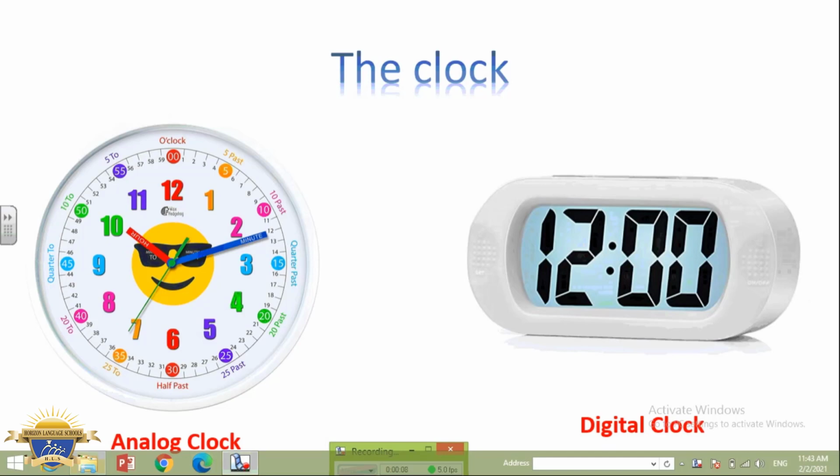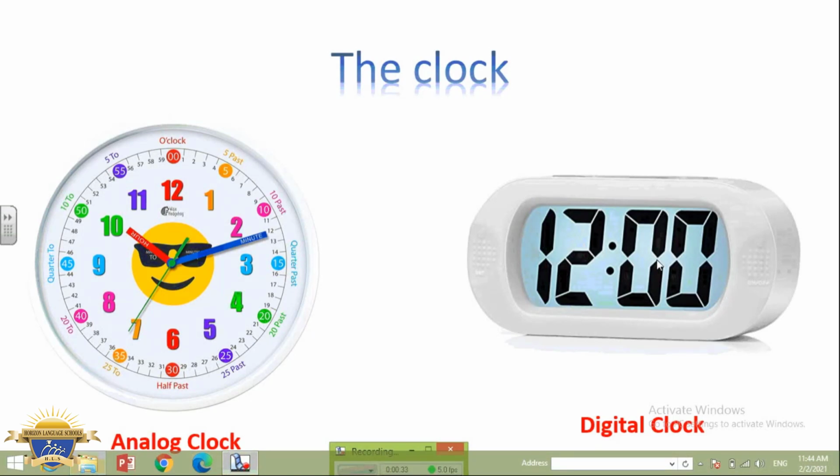Today we are gonna talk about the clock and how we can tell the time. Okay, first we have two types of clocks. The first type is the analog clock. The second type is the digital clock. The digital clock looks like this clock.